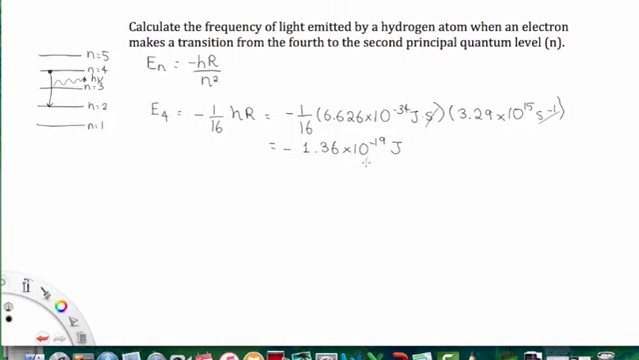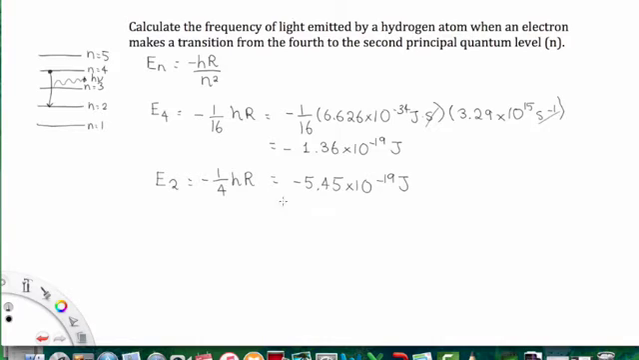And now, using the same exact equation, we can calculate the energy value at E2, since it's going from n equals 4 to n equals 2. And doing that, we get 1/4 hR, and that value is negative 5.45 times 10 to the power of negative 19 joules.